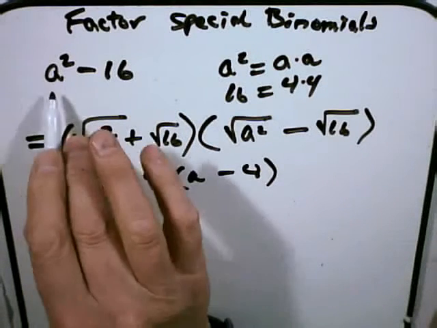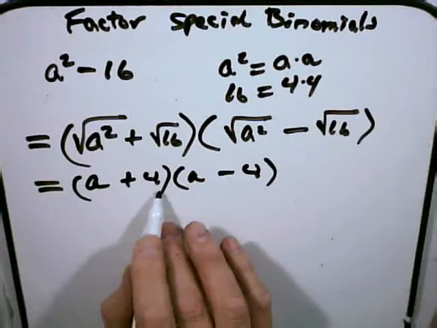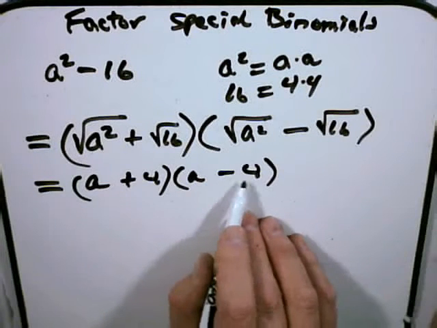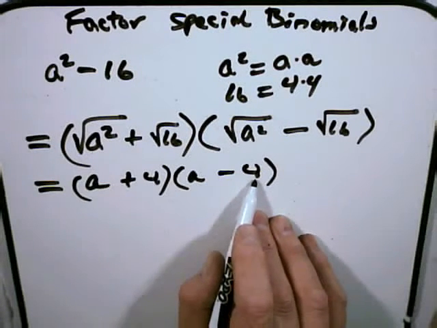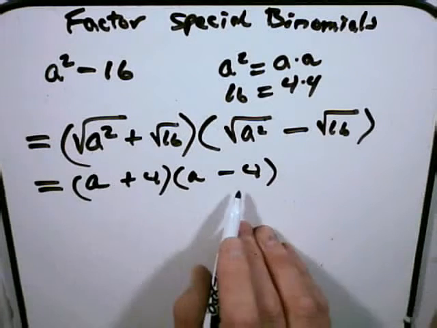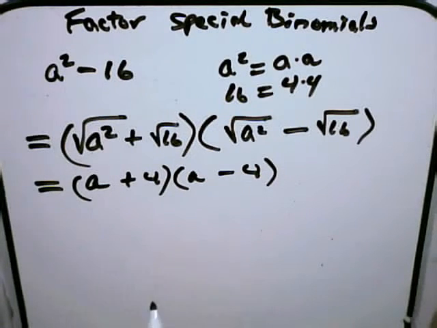So it's the square root of the first term plus the square root of the second term, and then the square root of the first term minus the square root of the second term. Okay, you could verify that with FOIL if you want to, that they all work out.